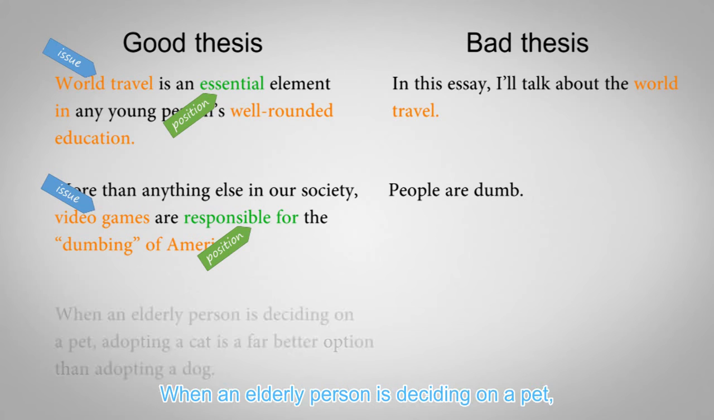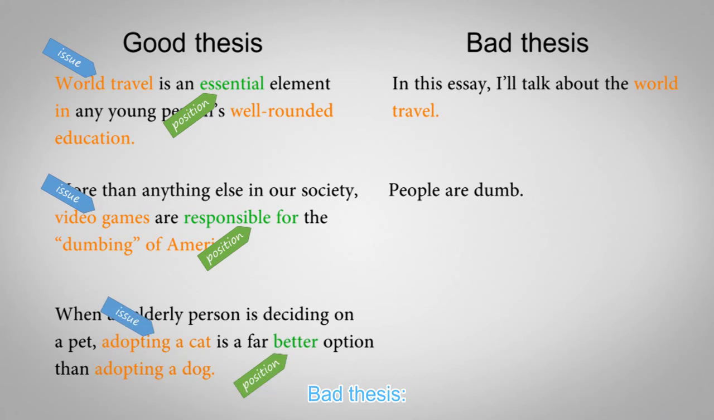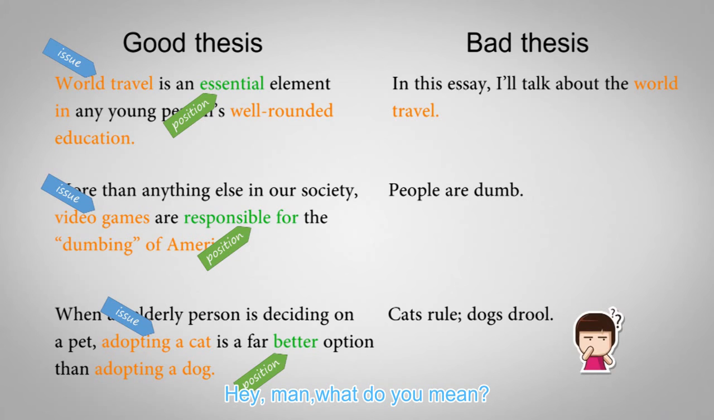Good thesis. When an elderly person is deciding on a pet, adopting a cat is a far better option than adopting a dog. Bad thesis. Cats rule, dogs drool. This time, neither the issue nor the position is clear. Hey man, what do you mean?